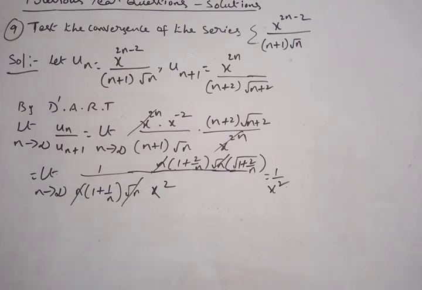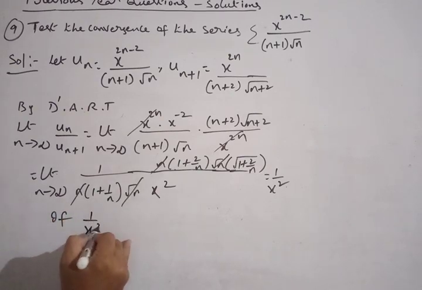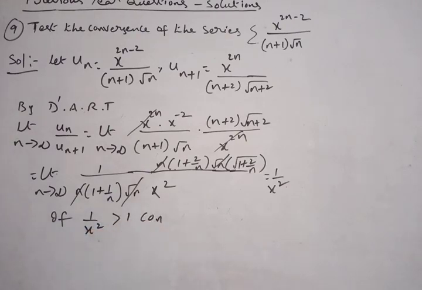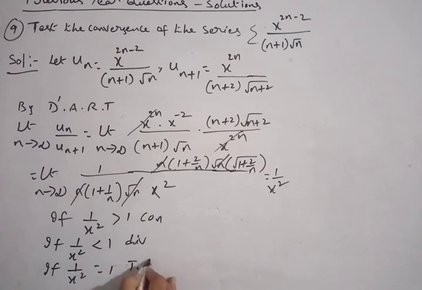Now what is x value? We don't know. So in this case, what we have to do? You need to assume. If 1 by x square is greater than 1, convergent. If 1 by x square is less than 1, divergent. Then if 1 by x square is equal to 1, what is it? Is equal to 1, test fails. So what we have to do?